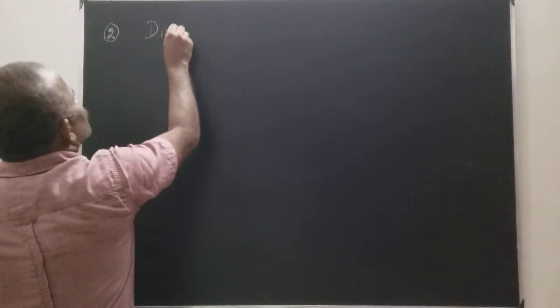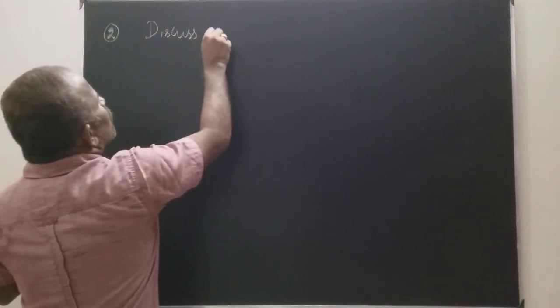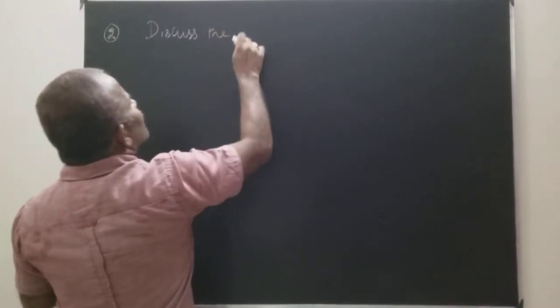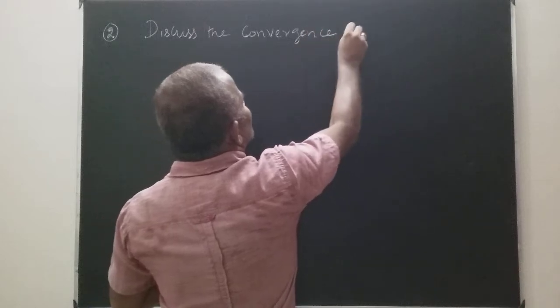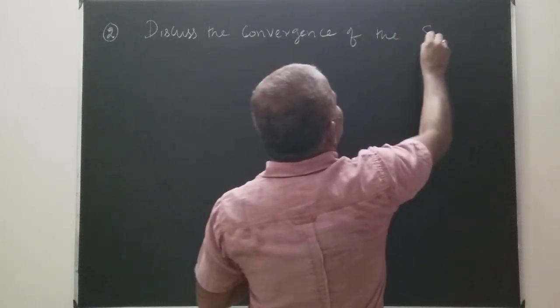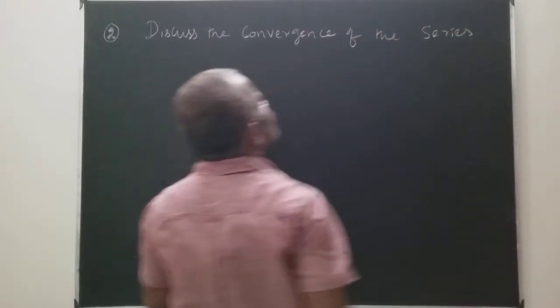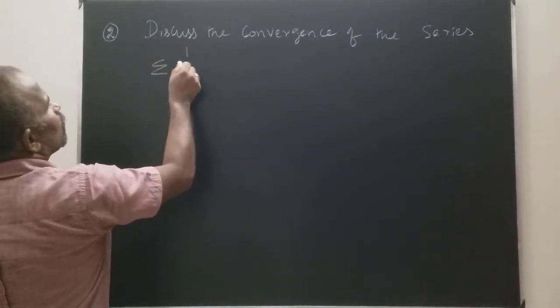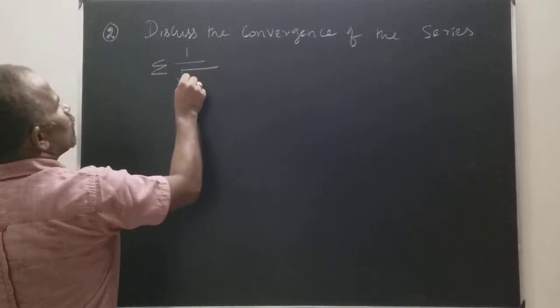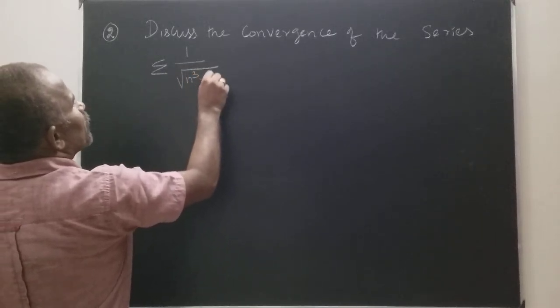Problem number 2 is: discuss the convergence of the series sigma 1 by square root of n cube plus 1.